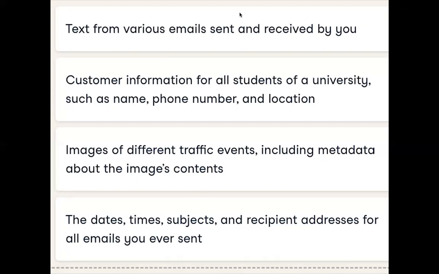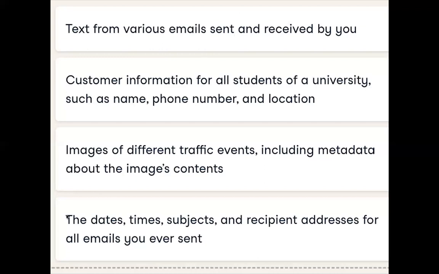Okay, now we have the last one: date, time, subject, recipient addresses for all emails you ever sent. This one is very tricky. What do you think? Is it document database or relational database? Relational database. Okay. Kennedy. I'm confused there. Okay. But I'll go for relational. Okay, it's relational because it's very tricky.